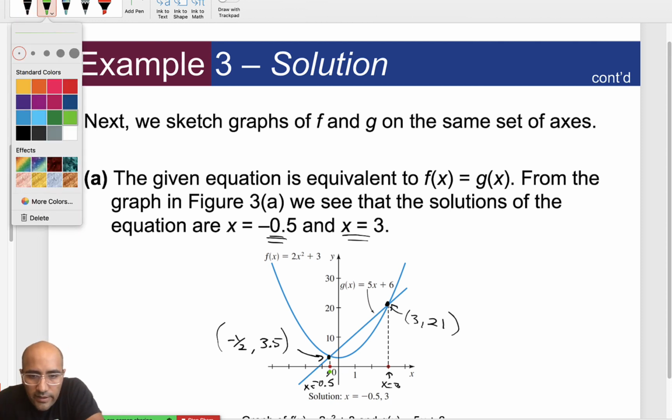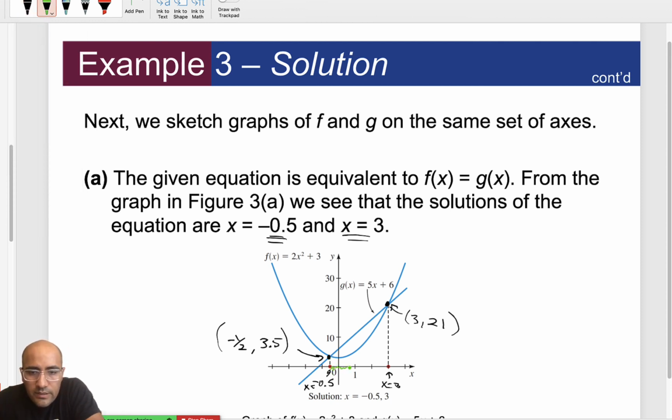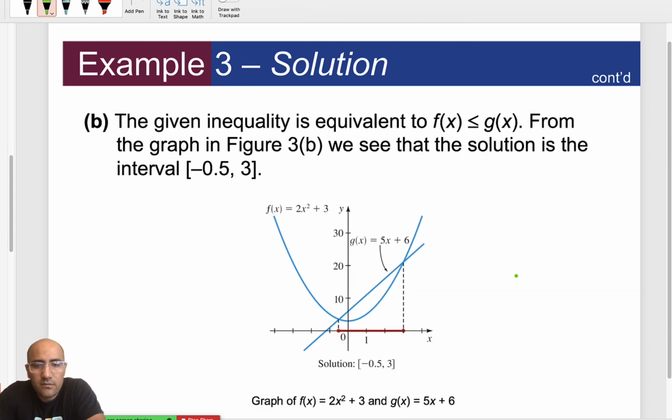Okay, so I can tell that in this zone, in between these, for this domain right here, in this little section in green, it's true that the f of x function is less than the g of x function. So for part B, the answer is going to be this set between negative 0.5 and positive 3, inclusive of the endpoints because it wanted that.